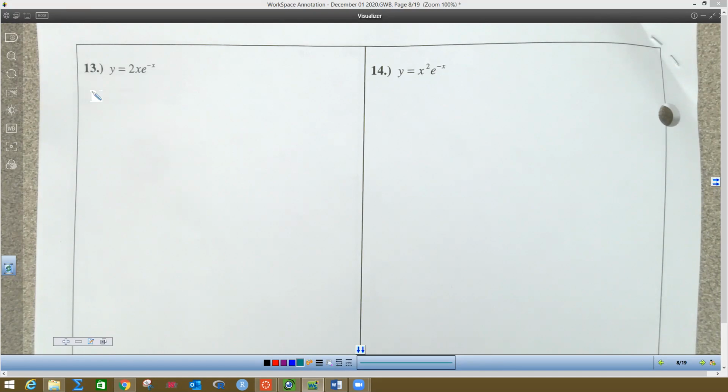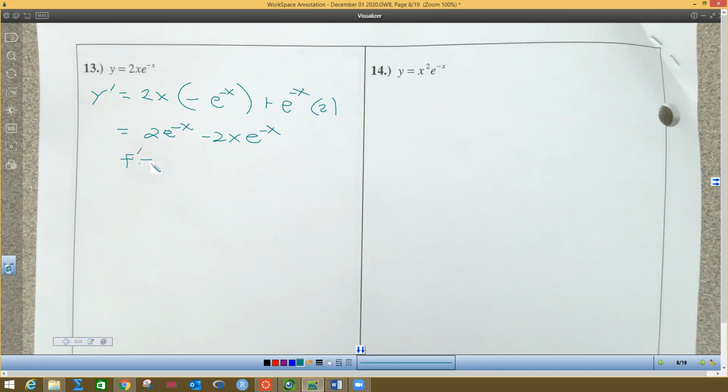This is, again, a product rule. So y prime is going to equal the first term times the derivative of the second term. So it's e to the negative x times the derivative of negative x, which is -1, plus the second term times the derivative of the first term. If I simplify this, I'm going to put the positive part first. So I get 2e to the negative x, and then this is negative 2x e to the negative x. So there's my derivative.